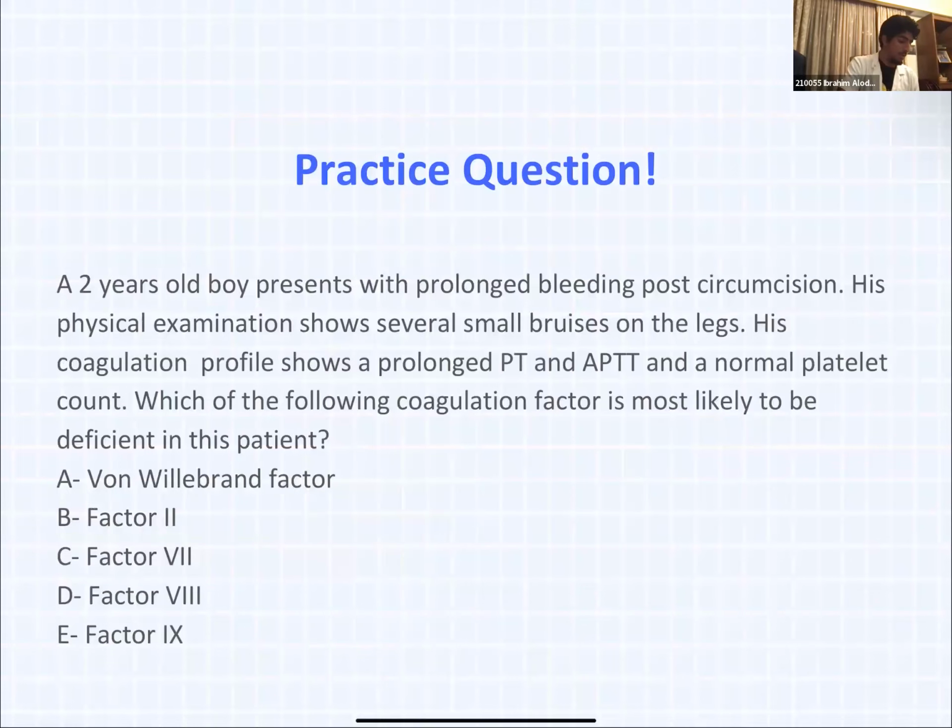Okay, cool. I think there's two more questions. So a 2-year-old boy presents with prolonged bleeding post-circumcision, and his physical exam shows small bruises on the legs. His coagulation profile showed a prolonged PT and a PTT, but a normal platelet count. So which of the following coagulation factors is most likely to be deficient?